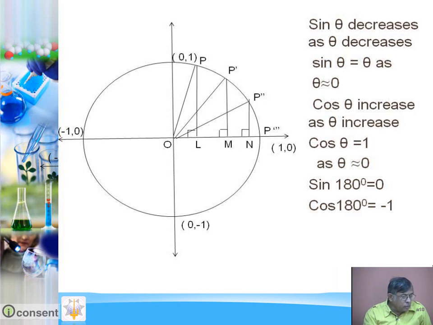Sine of 180. Consider this angle, the total of which is 180. So sine of 180 is 0, and the coordinates of this point are minus 1, 0, because it is on the negative side of the x-axis, and therefore cos 180 is minus 1.